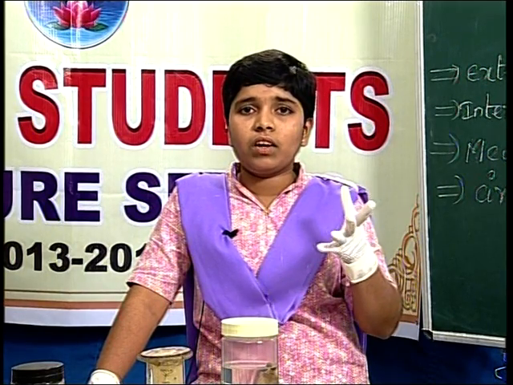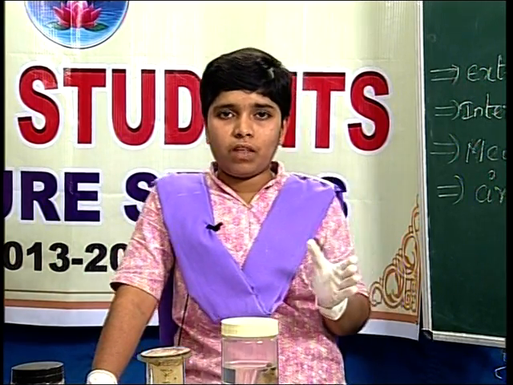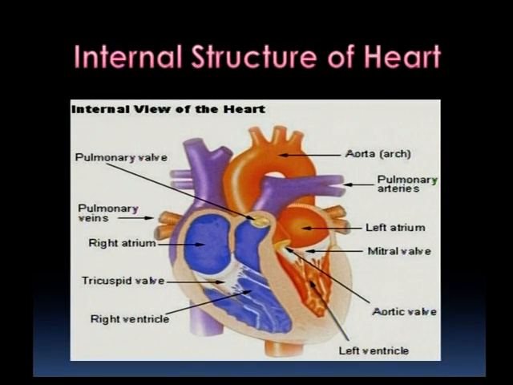Next, the heart has two deep grooves on it, one horizontally and the other one vertically. By seeing these two deep grooves, we will know that the heart is internally divided into chambers. The internal structure of the heart is divided into four chambers: auricles and ventricles. The auricles are two: right auricle, left auricle. Ventricles are two: right ventricle, left ventricle.